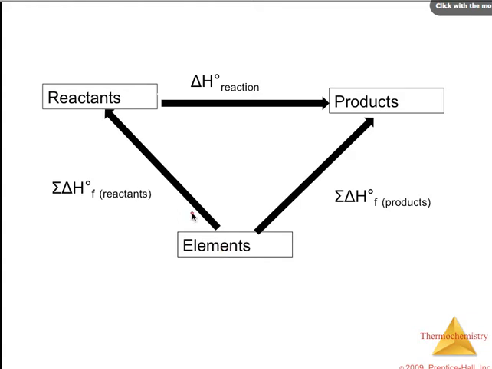From elements to the reactants, you'll get the delta H of formation of the reactants, the sum of those for all of the elements that would go to make up the reactants. And from the elements to the products, we would have the sum of the enthalpy of formation for the products. So how I tend to look at these is, if I take this path, my red path, that's the delta H of the reaction.